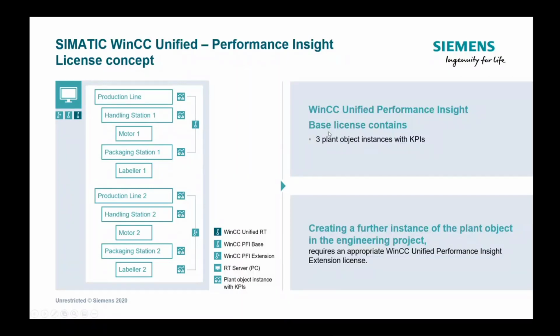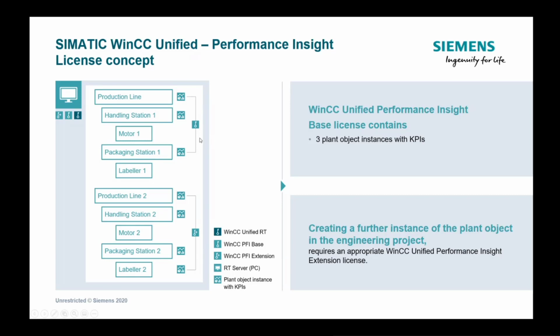What this includes is 3 plant object instances with KPIs. So as Colin just went through, these are plant object instances that we can apply KPIs to. And if we look at an example like we showed earlier with the technological hierarchy, here we go. We've got 3 plant intelligence plant object instances: the production line, handling station 1, and packaging station 1. So these are our object instances. Our base license will cover all the KPIs within these plant object instances.